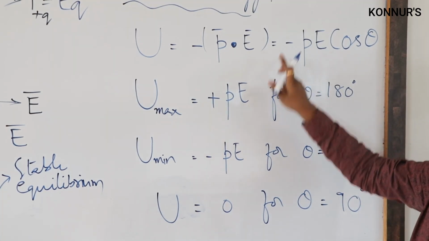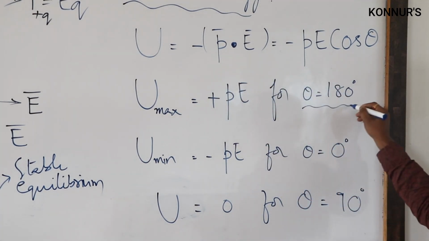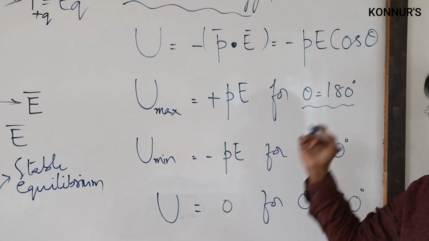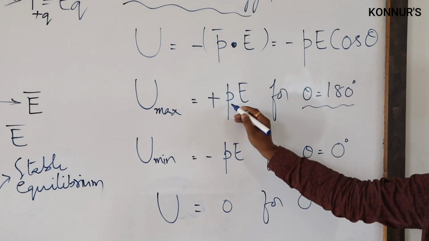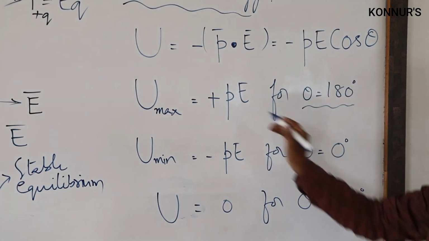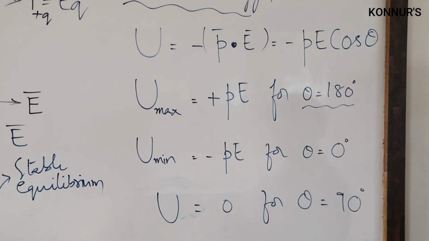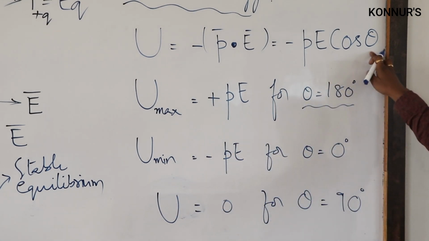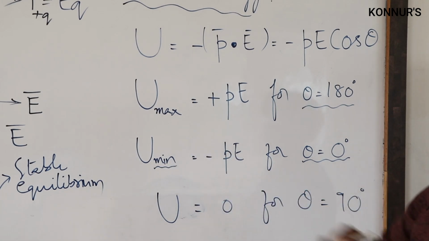Now here again I am showing a few results. For theta equal to 180 degrees, which we earlier called unstable equilibrium, cos 180 becomes minus 1, therefore this entire term becomes plus P E. And this is the maximum potential energy in the unstable equilibrium position, and minimum potential energy is for theta equal to 0 degrees, that is the stable equilibrium position. It is minimum potential energy, and this is minus P E.